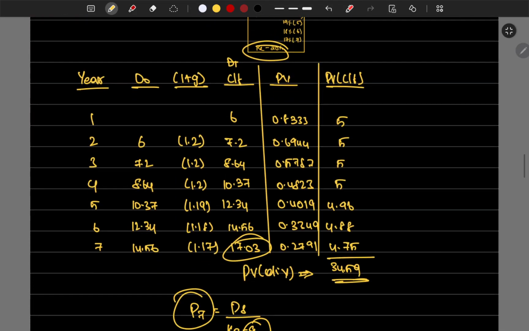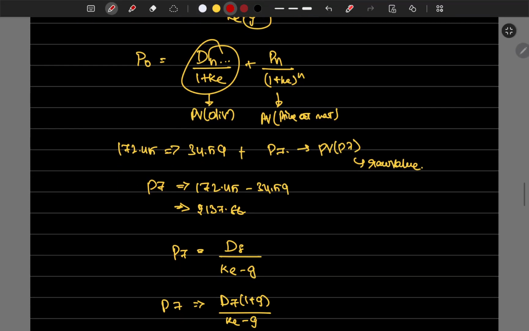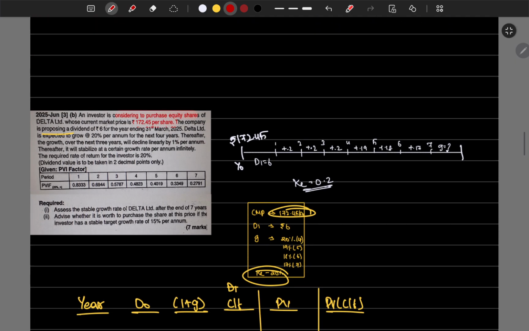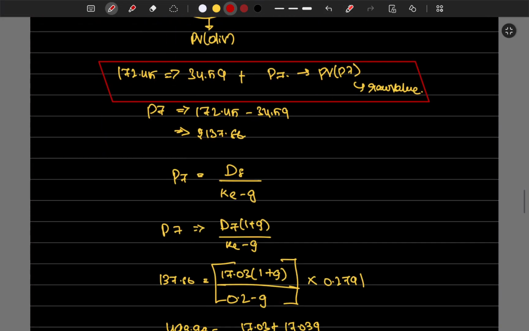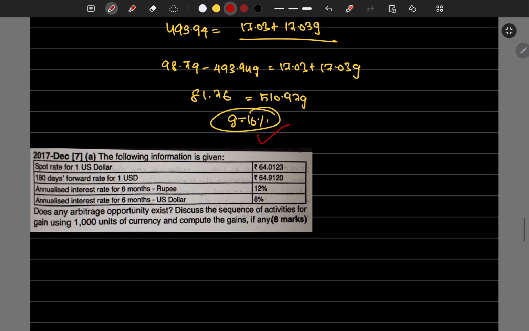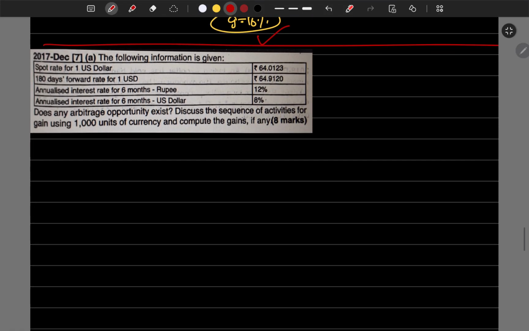Then what was asked in the question? We have to be cautious with this formula. This is just a P7 value, not the present value of P7. Now, advise whether it is worth purchasing the share at this price if the investor expects a stable growth rate of 15% per annum. Yes, it's more than 15%, so it's good to buy. Now we have completed the equity share valuation.